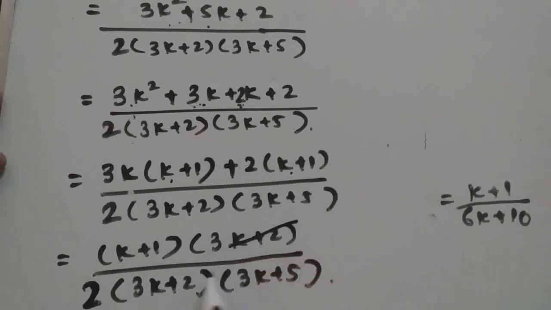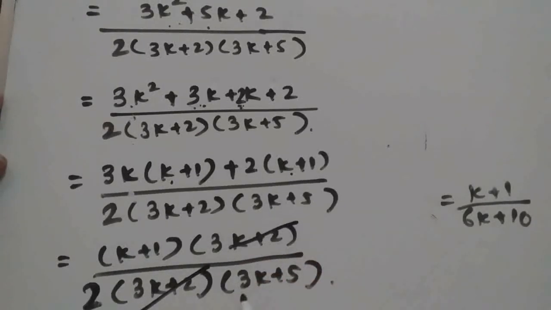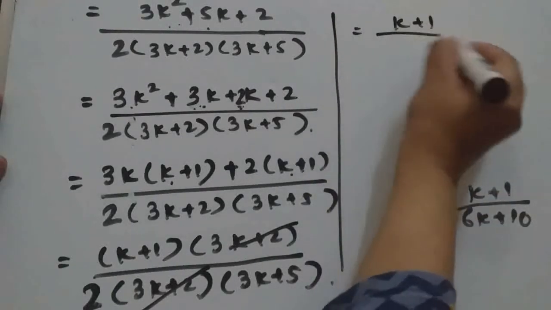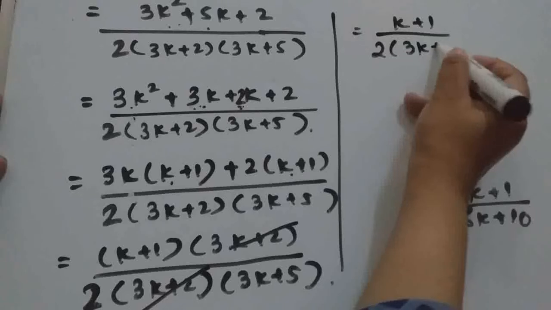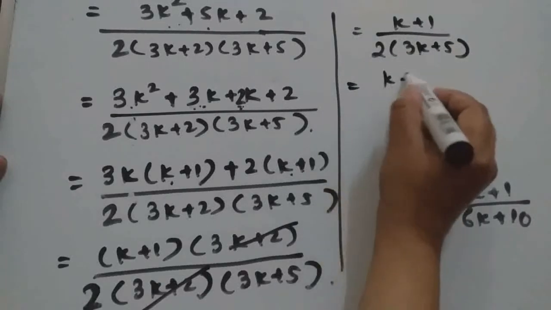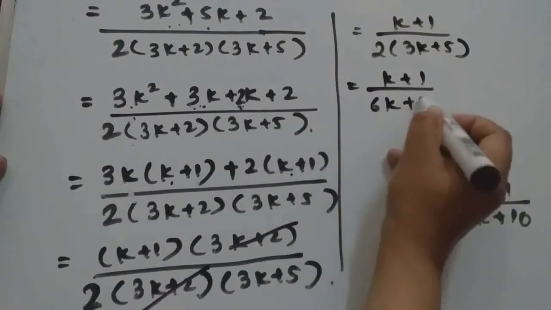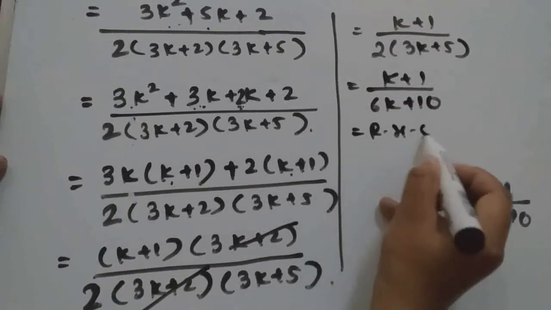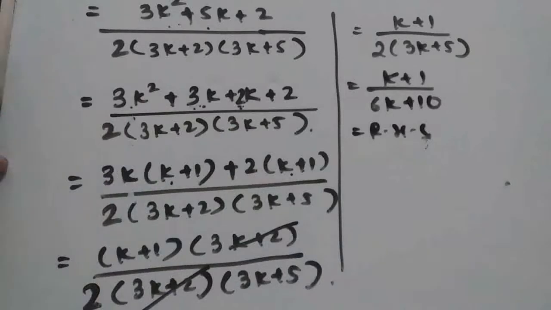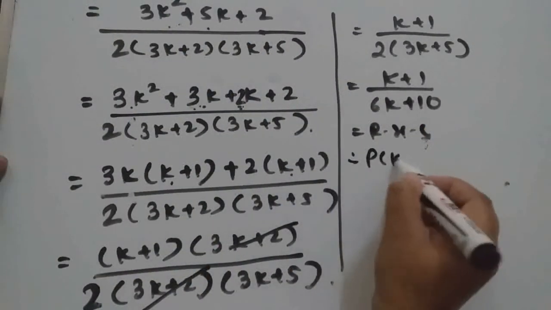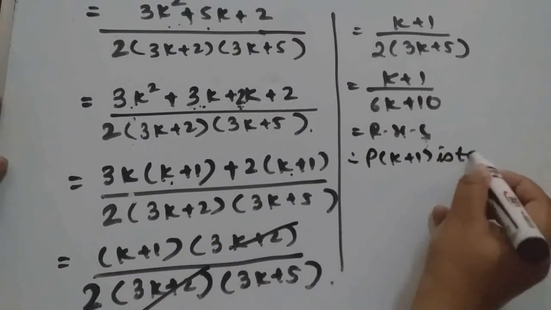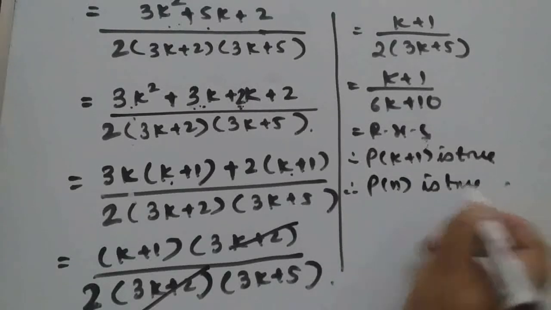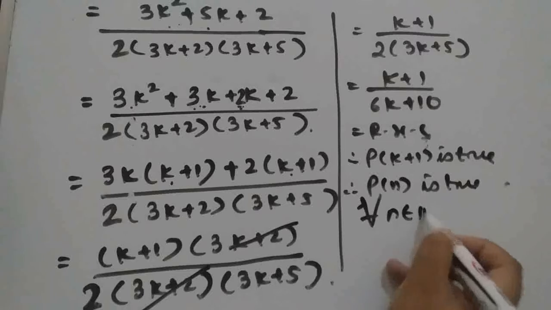Now 3k plus 2 I can cancel. So the answer will be k plus 1 divided by 2 into 3k plus 5. So k plus 1 divided by 6k plus 10, which is what? See, the right hand side. Therefore P of k plus 1 is true. Therefore P of n is true for all n belongs to N.